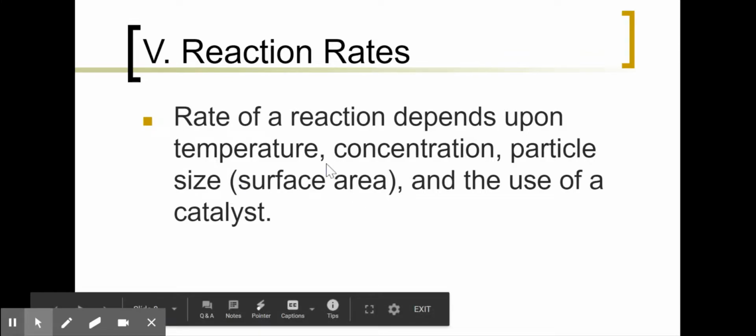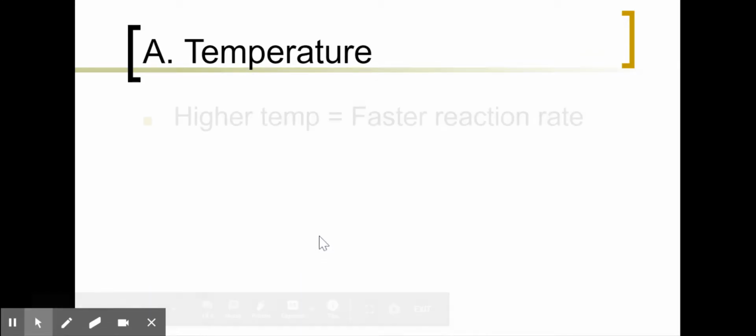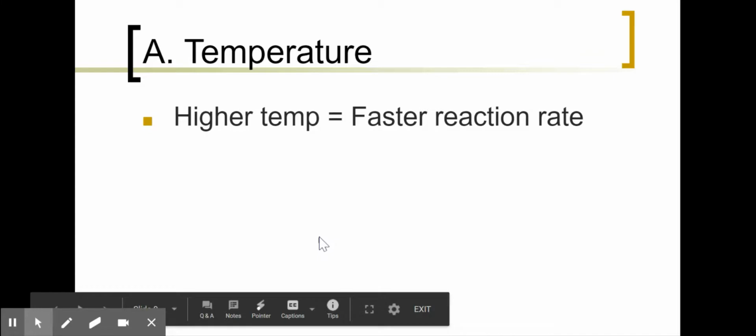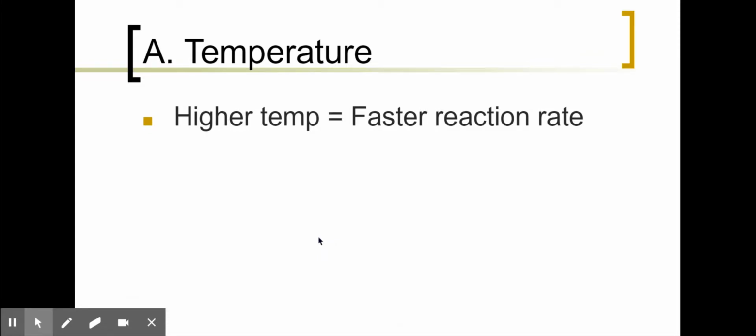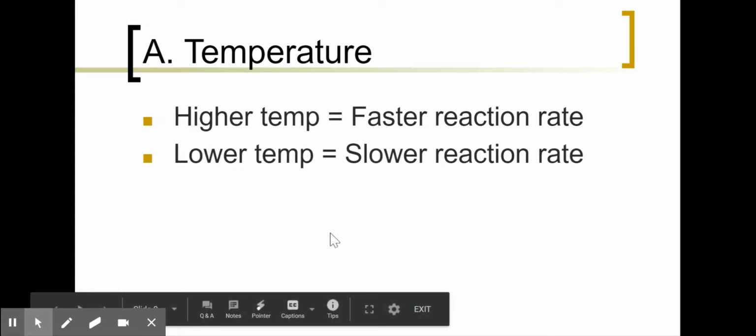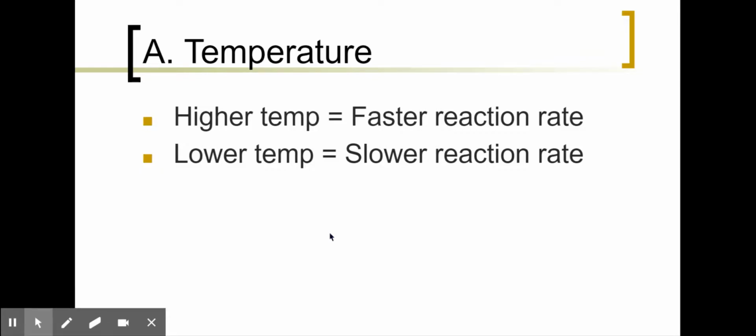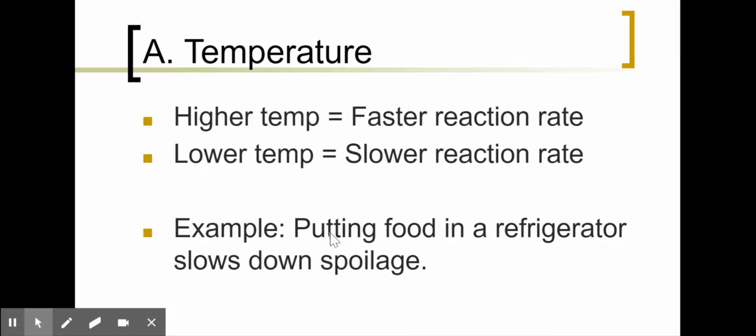Some of the other ones that are shown here, we have concentration, particle size, we'll get into that, and the use of a catalyst. So for temperature, higher temperature equals faster reaction rate, as we just said, and it makes sense. You get more collisions per second at higher temperatures. If we have a lower temperature, you get a slower reaction rate because you're decreasing the number of collisions per second.